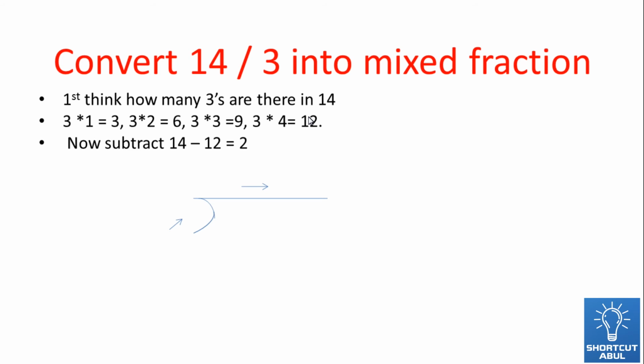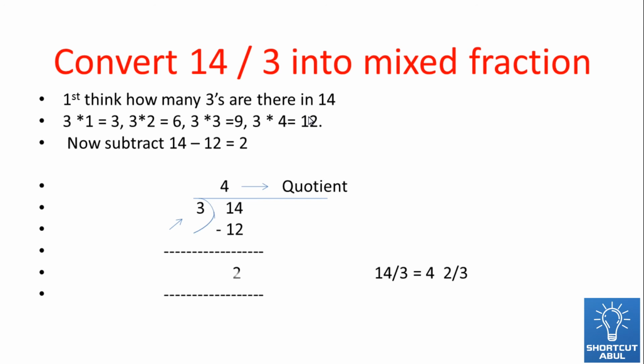Now we will do it mathematically. 14 divided by 3, 3 fours are 12. Now what do we get as the remainder? 14 minus 12 is 2. So 14 divided by 3 is 4, 2 by 3. You know now, right? Now you are becoming an expert. This 4 should be written first, this is second and this is third. It swings. 14 divided by 3 equals 4, 2 by 3.